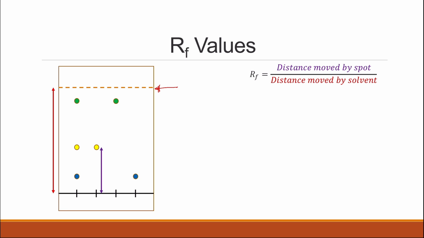And then you measure the RF value by measuring the distance moved by the spot. This is the distance between the starting line and the center of your spot. And then the distance moved by the solvent is the distance between the starting line and the solvent front. RF values can be used to identify each component.